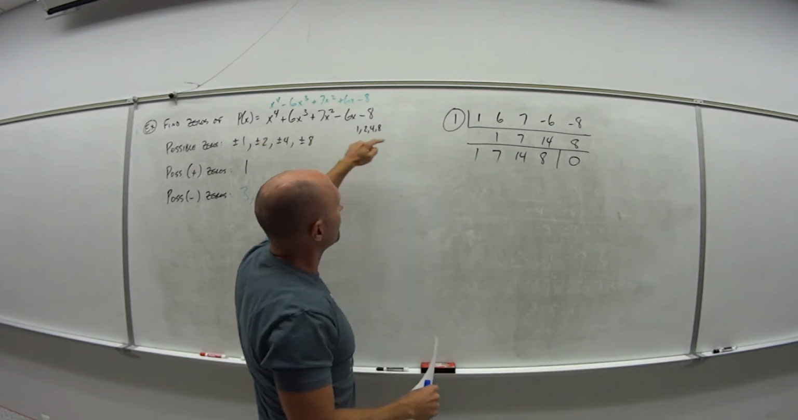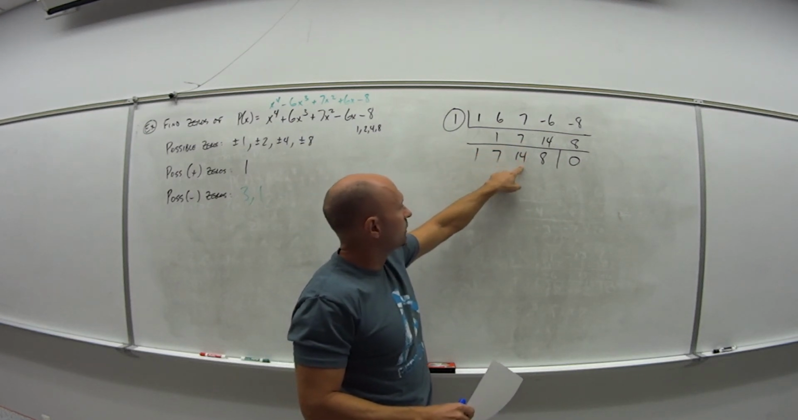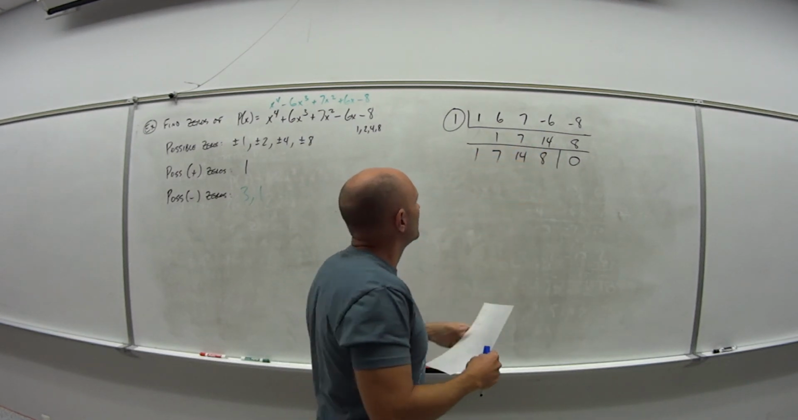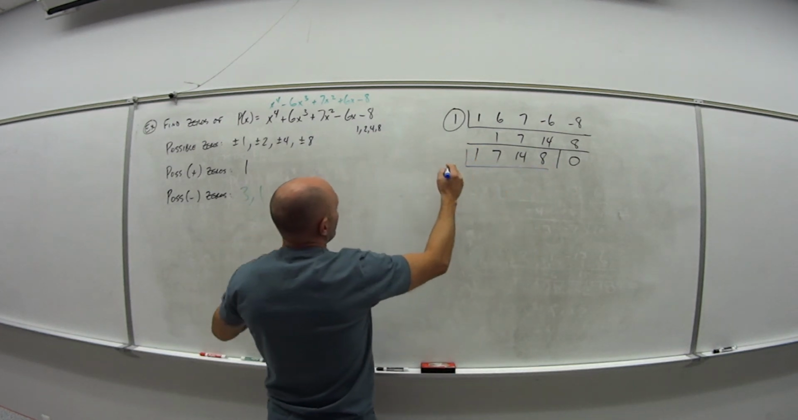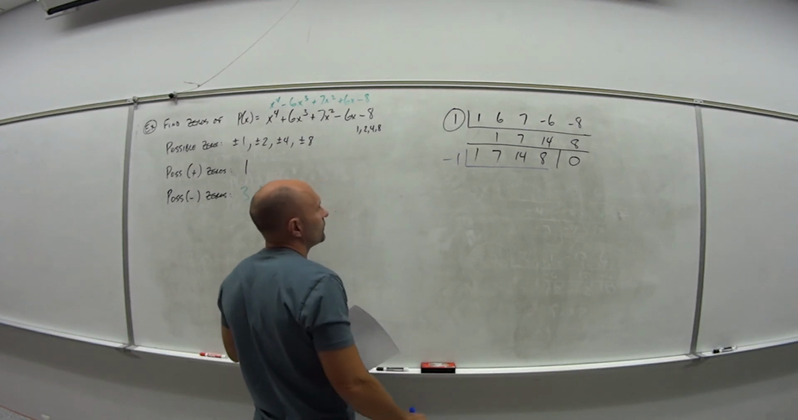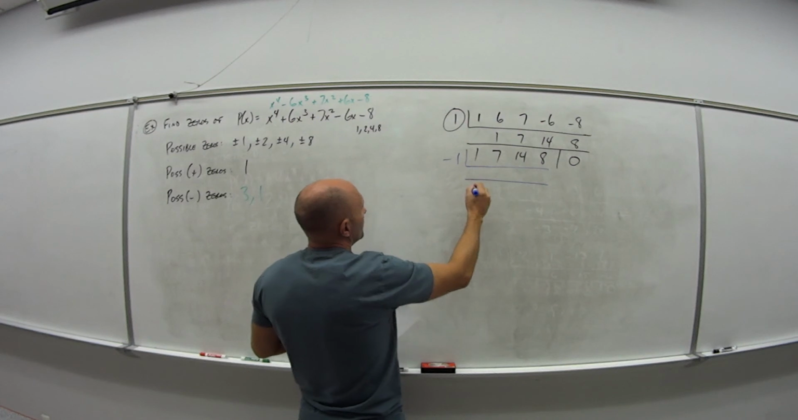It was x to the fourth. So this is what? X to the third, plus 7x squared, plus 14x, plus 8. So just check your negative possible roots on that. We have negative 1 to start. And again, you can start with any. I'm just going to start with negative 1.